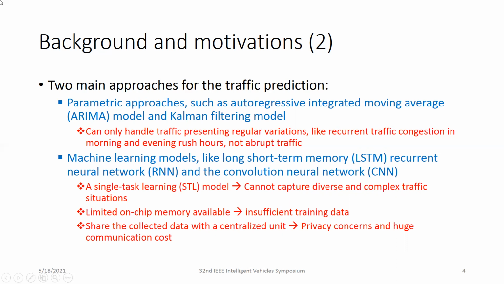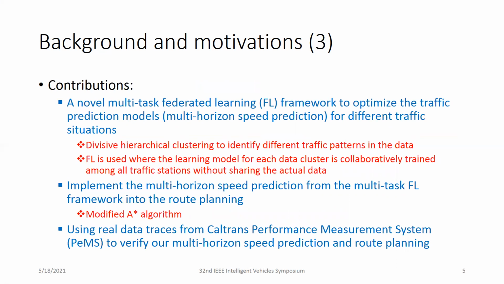To solve those challenges, in this work we propose a novel multitask federated learning framework where we have divisive hierarchical clustering to identify different traffic patterns. We also use federated learning to collaboratively train the different models among different stations without sharing the actual data. We also apply the multi-horizon speed prediction from the multitask federated learning framework to a real problem, which is road planning, where we have a modified A-star algorithm to solve those kinds of problems. We also use real data in the simulation to verify that our proposed approach is effective.